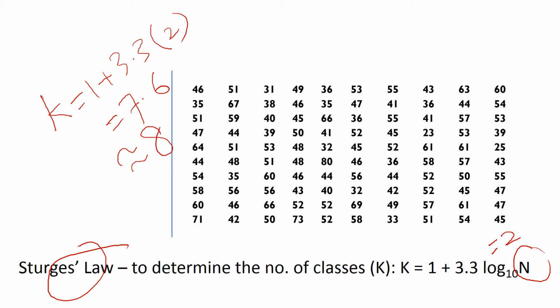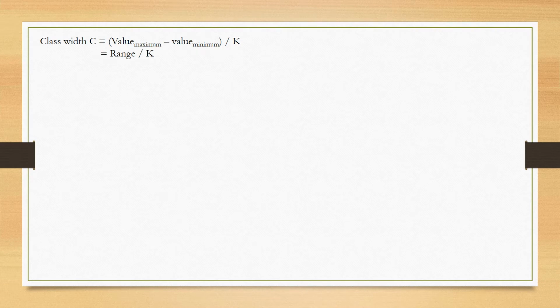Just note that Sturges' law has some limitations. So we will use 8 as our number of classes. We will have 8 classes, and we draw it here.